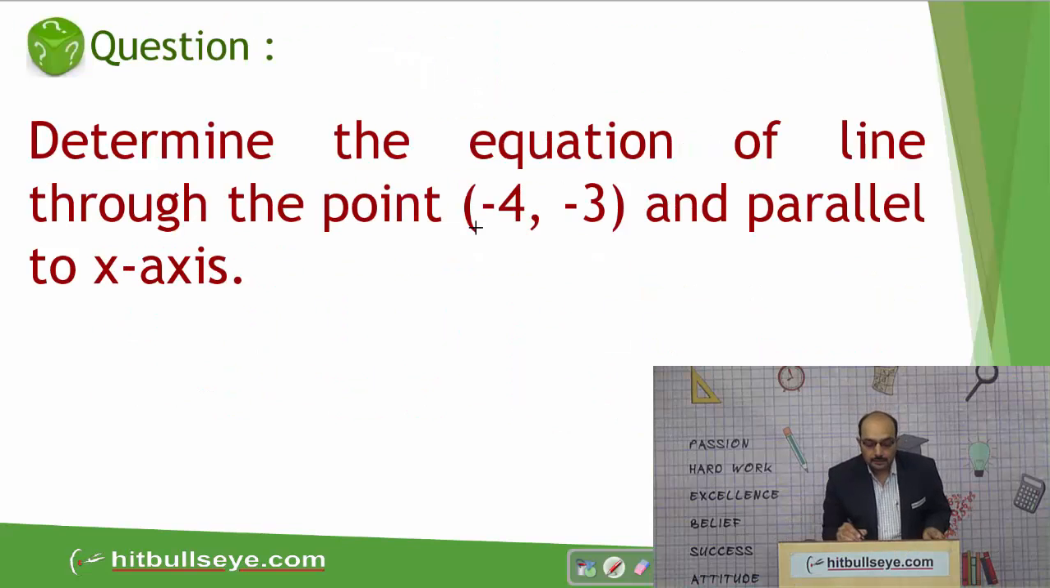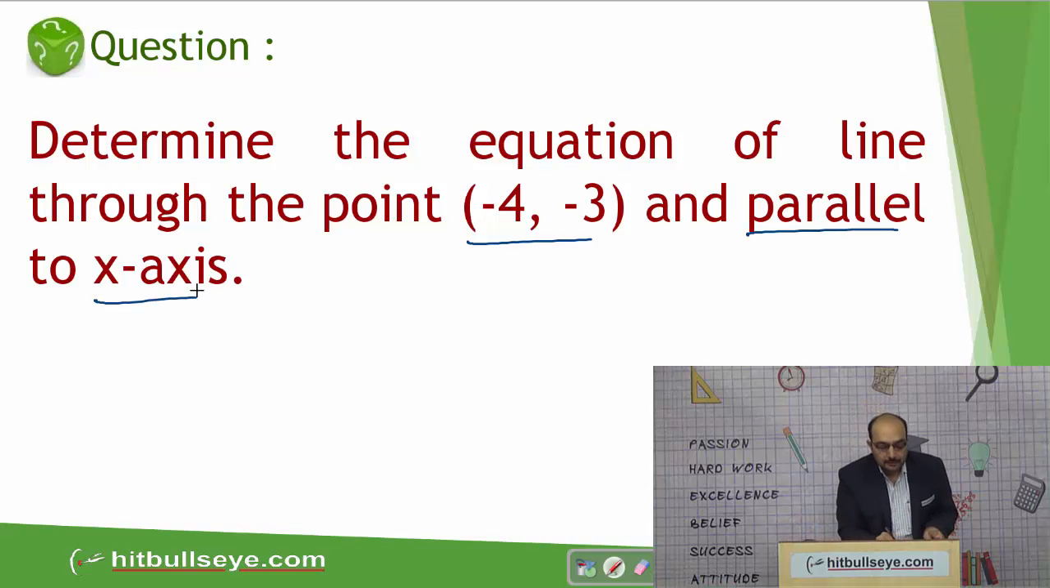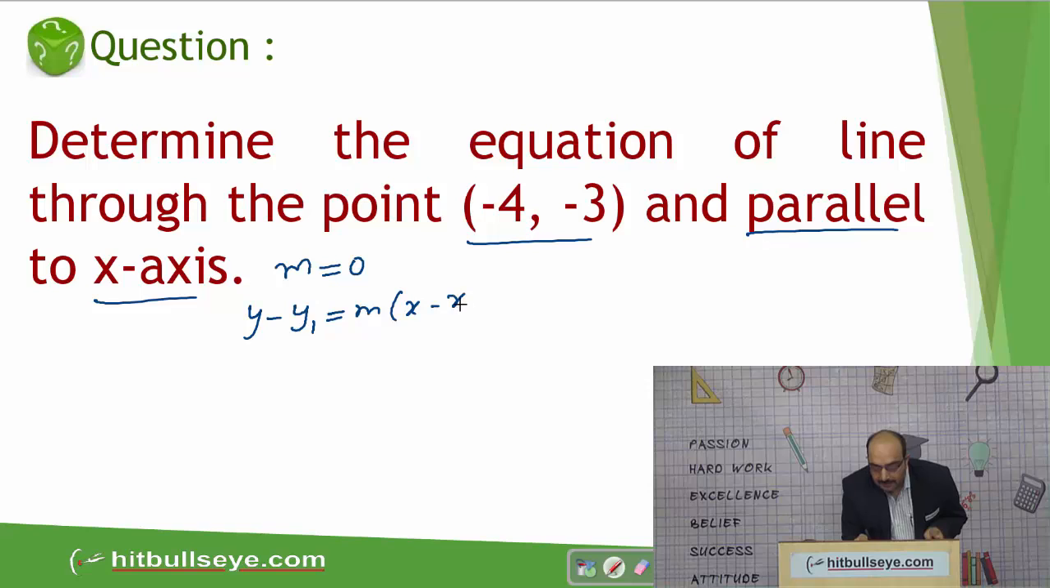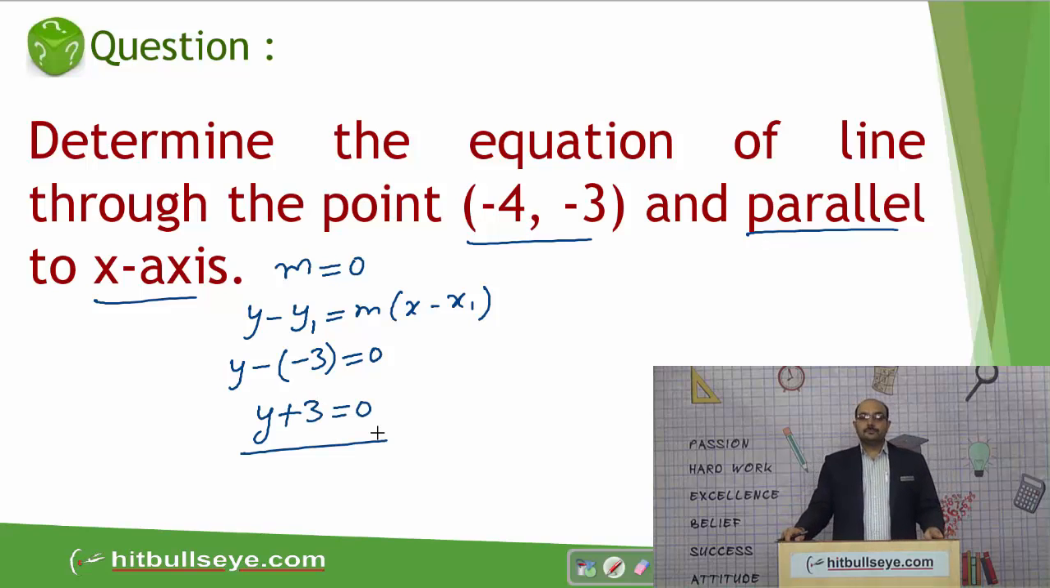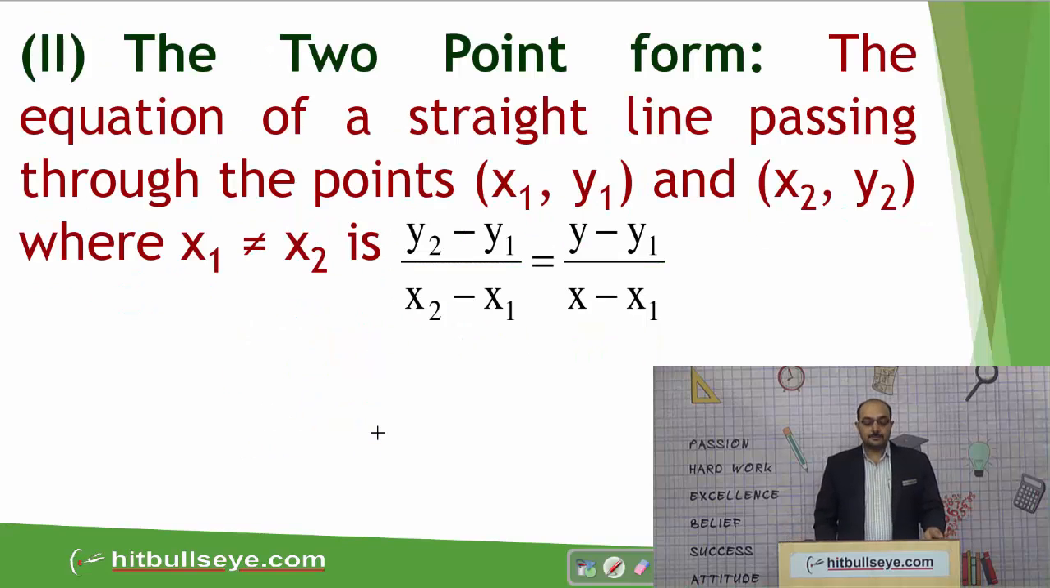Determine the equation of a line through the point -4 -3 and parallel to x-axis. Obviously, if the line is parallel to x-axis, its slope would be 0. So the formula y minus y1 equals m into x minus x1, and straight away we put the values. y1 is -3, m equals 0, which straight away gives us the answer as y plus 3 equal to 0.